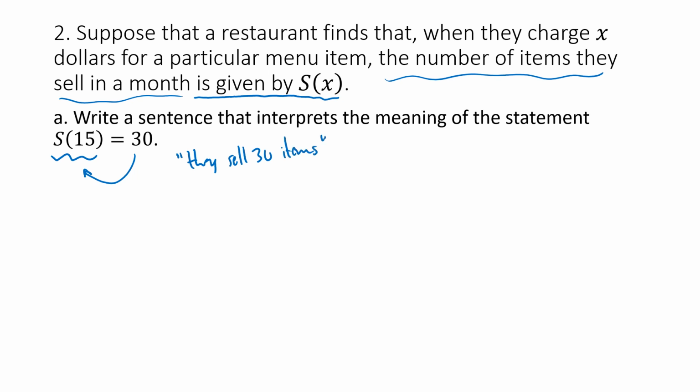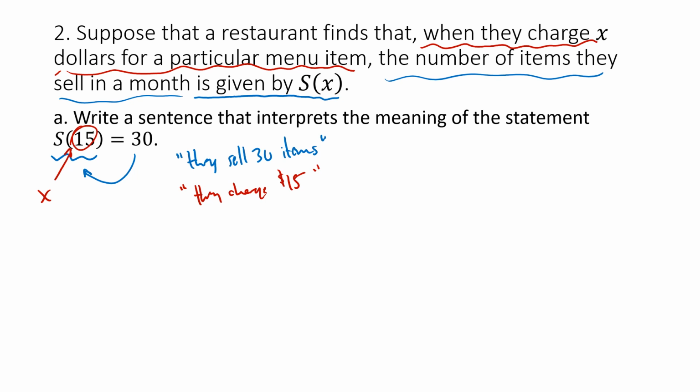Because S of x represents how many items they sell, so S of 15 represents how many items they sell. Now, what does the x represent? Well, that's the earlier part of the statement here. So when they charge x dollars for a particular menu item. So if I'm saying S of 15, that's S of x, the x is 15. And so that means they charge $15 for the item.